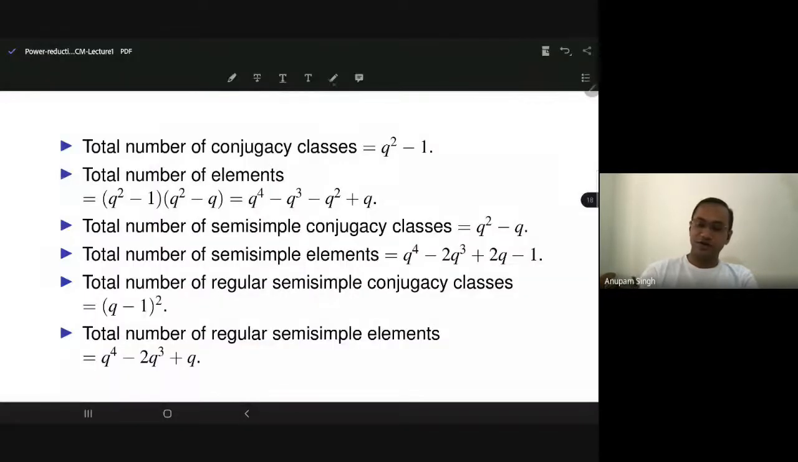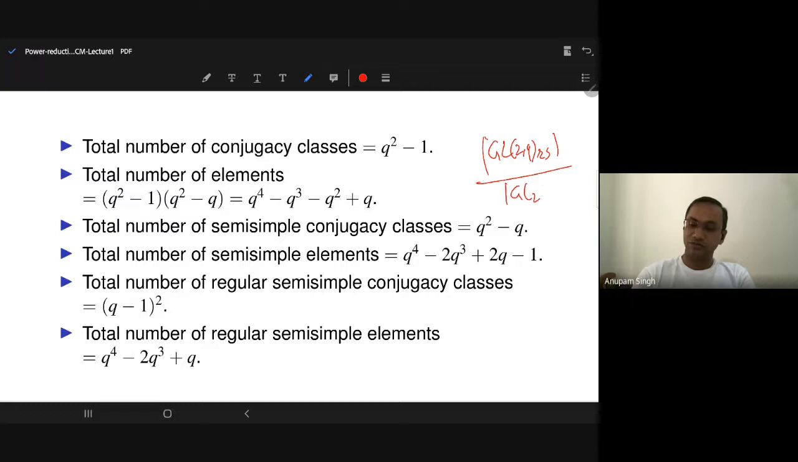So what is the statement I wanted to make here to observe? Suppose I look at the ratio of the number of regular semi-simple elements in GL2(Fq) divided by the total size of GL2(Fq). So that is q to the power 4 minus 2q cube plus q, divided by the total number of elements, which is q to the power 4 minus q cube minus q square plus q.